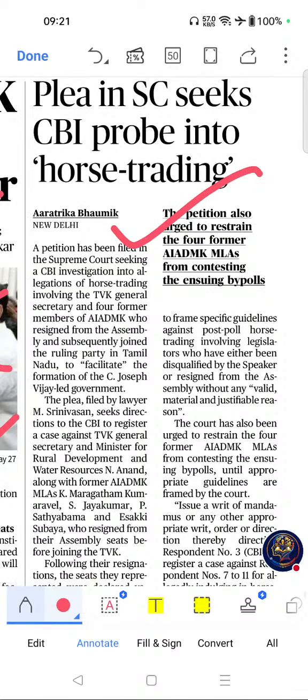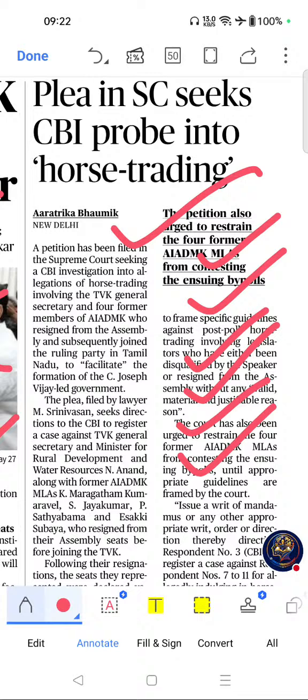Move on to next important article from this page, was this one. Plea in Supreme Court seeks CBI probe into horse trading. If you see the importance of this article, Article 142 is a highly important UPSC constitutional provision. Electoral integrity is a recurring governance issue. Judicial activism and constitutional remedies are frequently asked. Relevant to anti-defection debates. Questions have appeared on Article 142. Please make a note of it. Article 142, judicial activism, separation of powers, and electoral reforms.